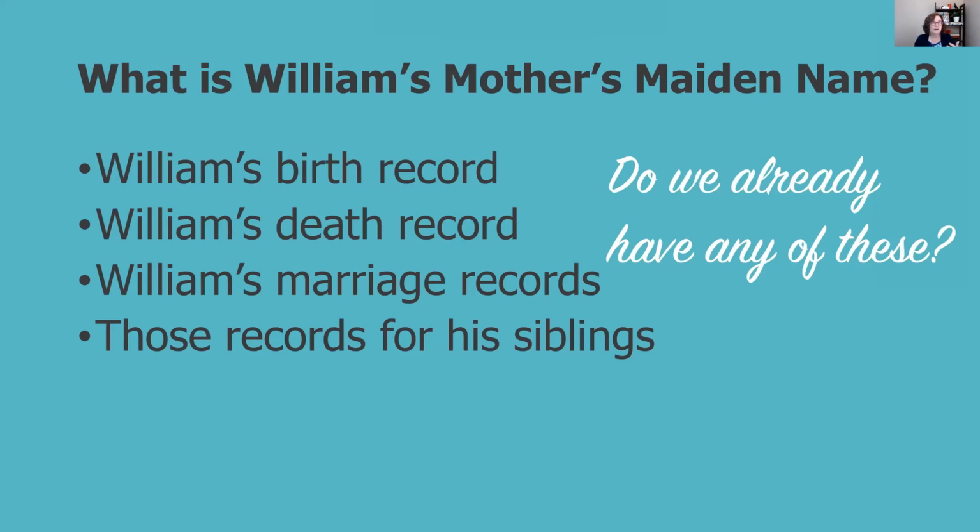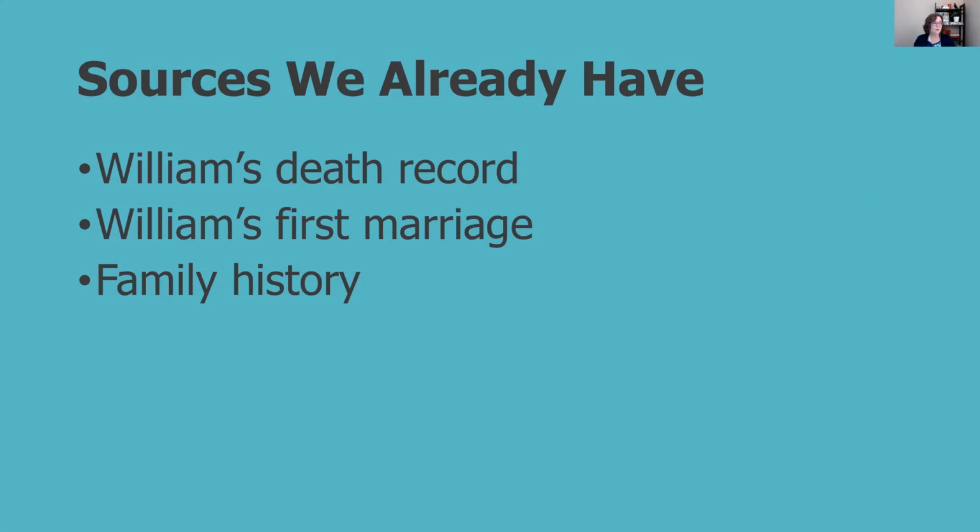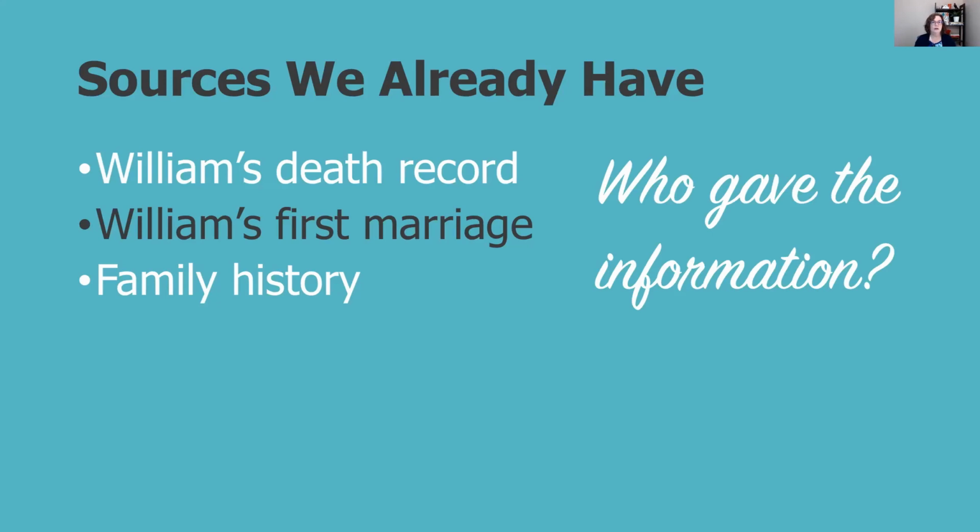Well, let's say that the sources that we already have for this particular problem is we have William's death record, we have the record of William's first marriage, and we have a family history that somebody has compiled. Well, of course, with the death record and the family history, you have to wonder who gave that information. Would he or she have known what they were talking about?